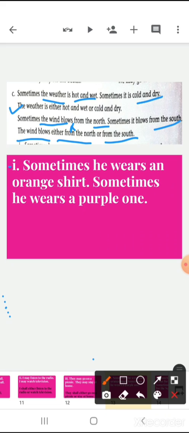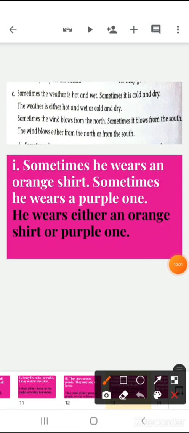First one. Sometimes he wears an orange shirt, sometimes he wears a purple one. Now how do we have to change it? Using either or. See children, he wears either an orange shirt or a purple one.